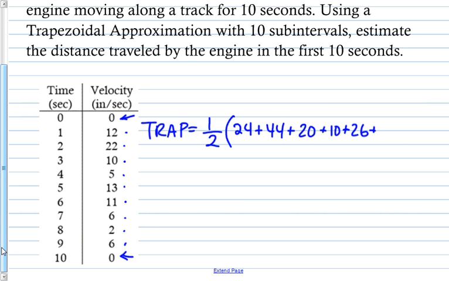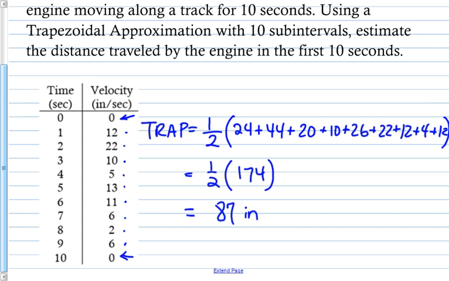2 times, where am I? 11 is 22. 2 times 6 is 12. 2 times 2 is 4. And then another 2 times 6, that's another 12. And then 0. I don't have to add 0, right, folks? So 1/2. And in here, I did the math previously. I got 174. And so 87.